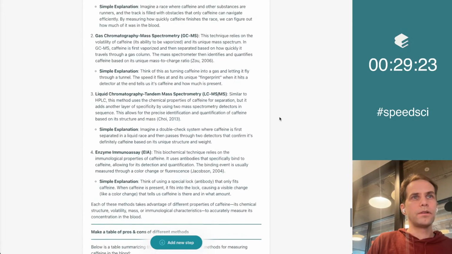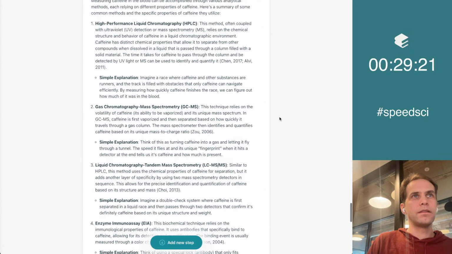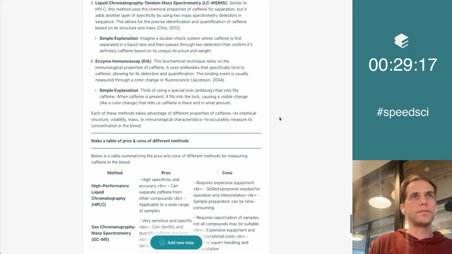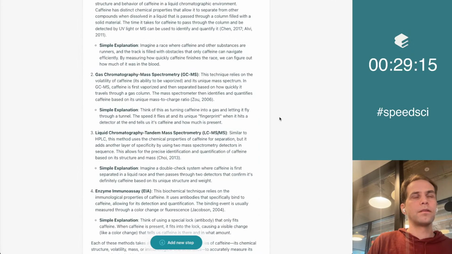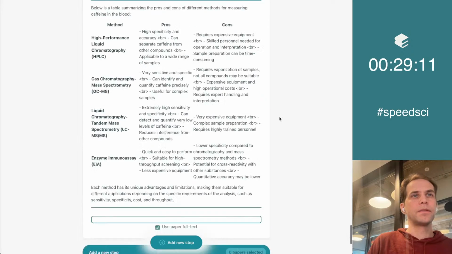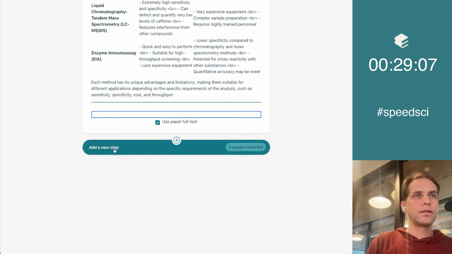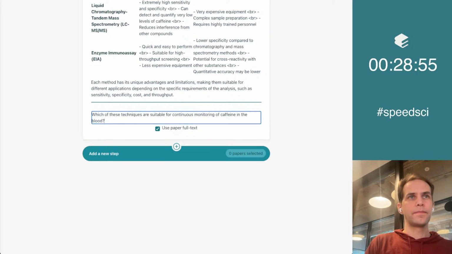At this point, I guess it's unclear which of these might be suitable for permanent monitoring. Maybe this is the next step here. Which of these techniques are suitable for continuous monitoring of caffeine in the blood?